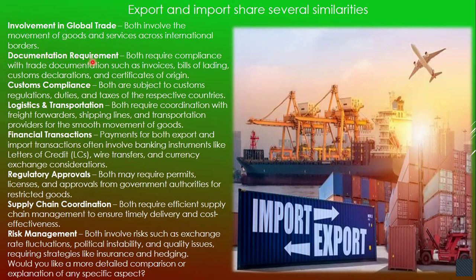Now, documentation requirement. In case of both export and import, we need the commercial invoice, packing list, bill of lading, customs declaration, and certificate of origin. So in both cases, documentation is required. But the procedure is different, because in case of import, the supplier will send these documents: invoice, packing list, bill of lading, customs declaration, and certificate of origin. But in case of export, we need to prepare these documents.